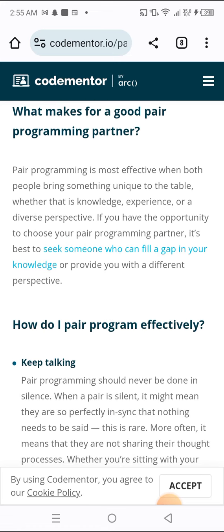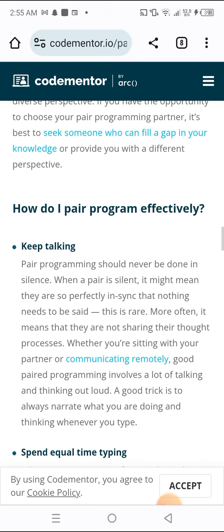How do I pair program effectively? Keep talking. Pair programming should never be done in silence. When a pair is silent, it might mean they are so perfectly in sync that nothing needs to be said. This is rare. More often, it means that they are not sharing their thought processes, whether you are sitting with your partner or communicating remotely.